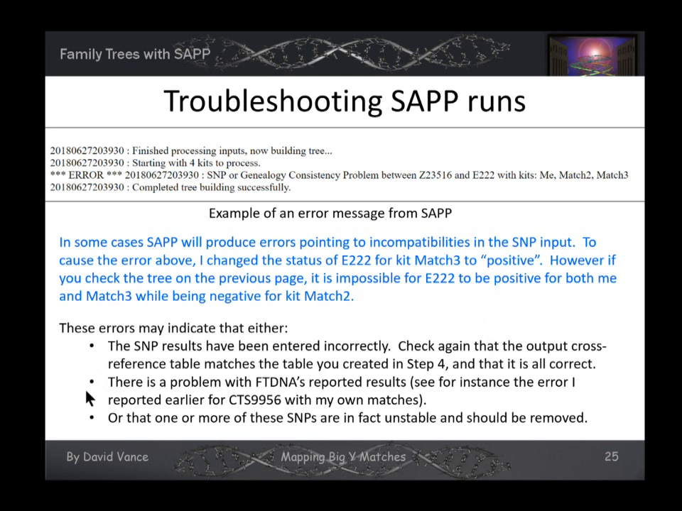The other problem is that there's a problem with family tree reported results that you didn't catch. The example being the CTS 9956 error that I found. If there was one reported in the CSV file that was not correct, perhaps you didn't catch that one, and you need to look a little bit further at the Family Tree DNA results. So that is a possibility, although I think that should be very low odds of occurring. And the other possibility is that one or more of these SNPs is actually unstable. It may be in a region outside of YSeq's unstable regions, but yet still be unstable for whatever reasons.